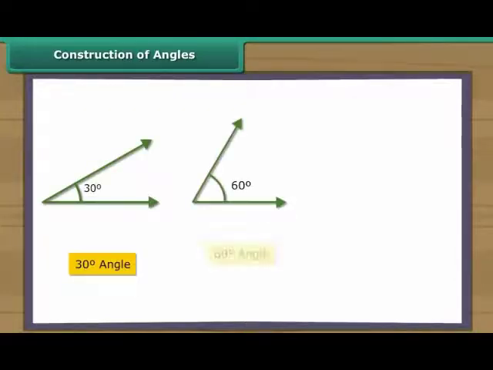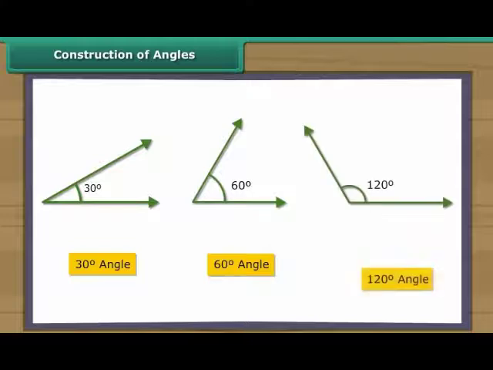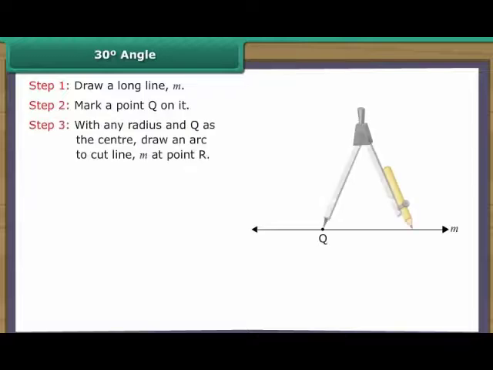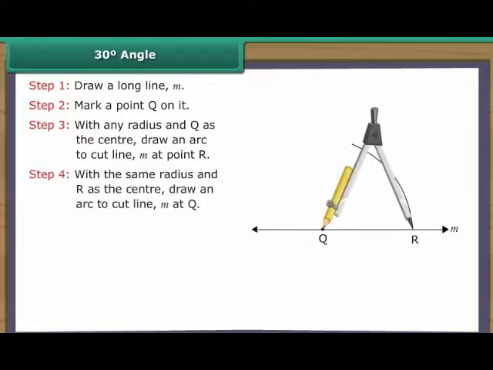Construction of angles. Let us now construct some special angles one by one. 30-degree angle, 60-degree angle, 120-degree angle. Construction of 30-degree angle. Draw a long line M. Mark a point Q on it. With any radius and Q as the center, draw an arc to cut line M at point R. With the same radius and R as the center, draw an arc to cut line M at Q.